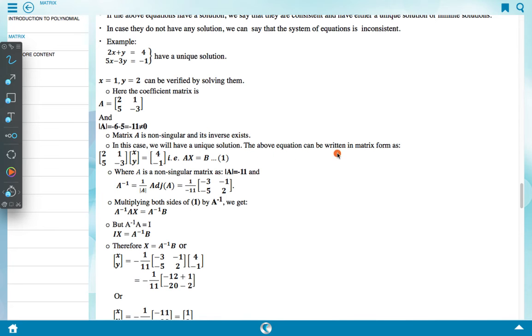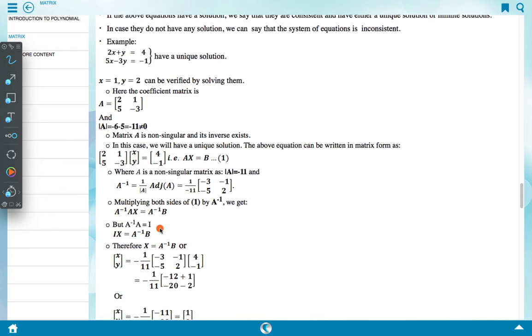The above equation can be written in matrix form as [2 1; 5 -3] into [x; y] equals [4; -1]. That is A into X equals B. Let it be 1. Where A is a non-singular matrix as determinant of A equals minus 11 and A inverse equals 1 upon determinant of A times adjoint A, equals 1 upon minus 11 into [-3 -1; -5 2]. Multiplying both sides of 1 by A inverse, we get A inverse into AX equals A inverse into B.